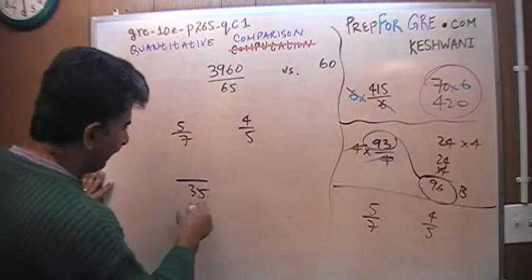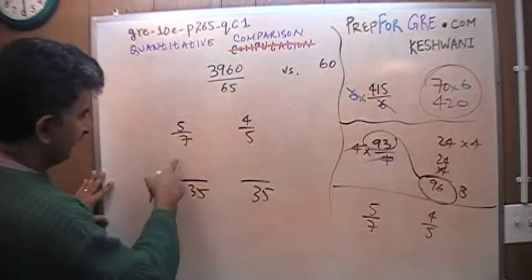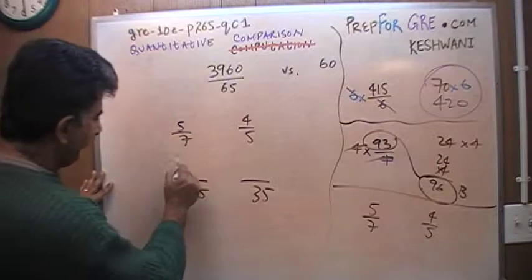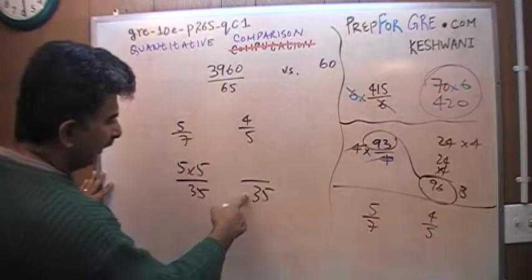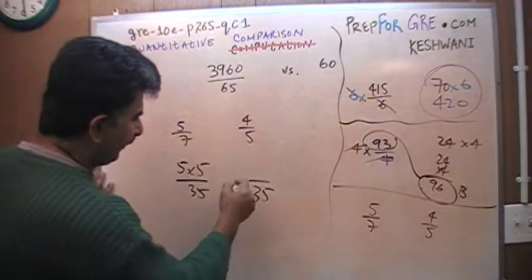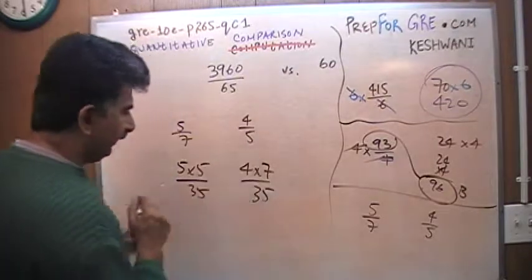and what you'll end up with is the common denominator being 35, and you will say 35 goes into 7 how many times? It goes into 5 times, and you end up there, and 35 goes into 5 how many times? 7 times, and you end up like this.